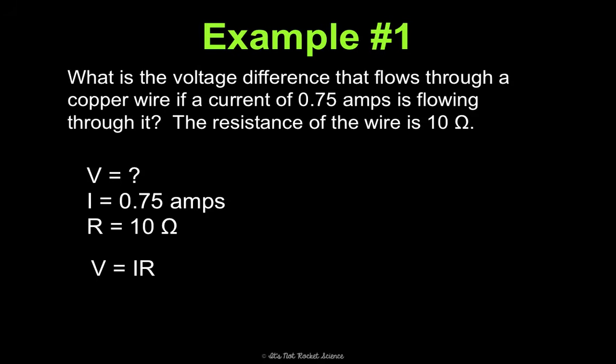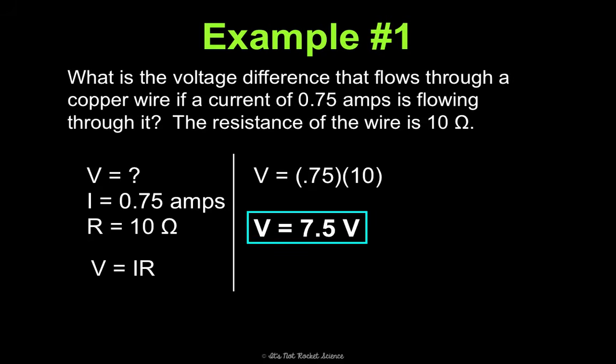Our equation is V equals IR. We're looking for voltage and V is already isolated, so we don't need to rearrange here. We can just go ahead and plug in. So V equals I, which is 0.75, times R, which is 10. 0.75 times 10 is 7.5, and my units for voltage difference is volts.